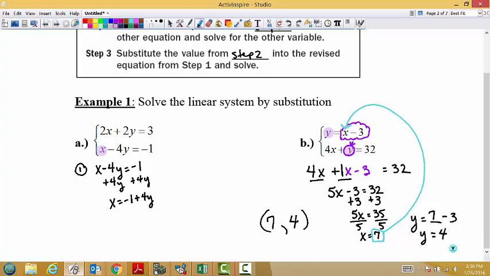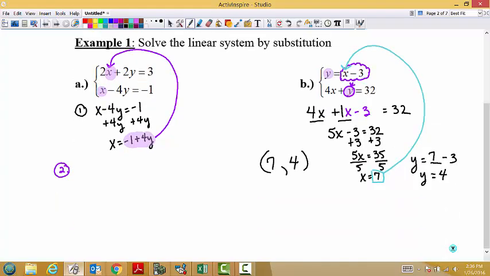Now, what I'm going to do is take my negative 1 plus 4y, which is my x, and plug it into the other equation where the x is. So step 2 is I'm going to come and write my first equation, 2x plus 2y equals 3. But x is going to be negative 1 plus 4y.